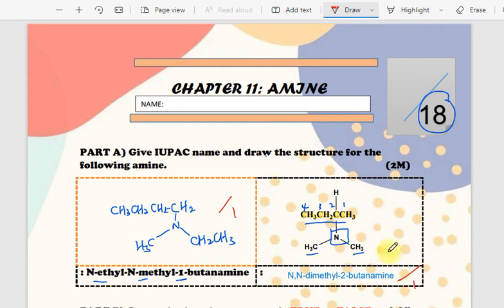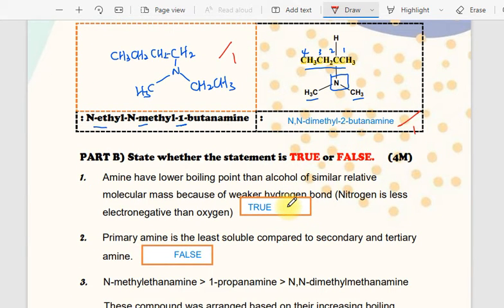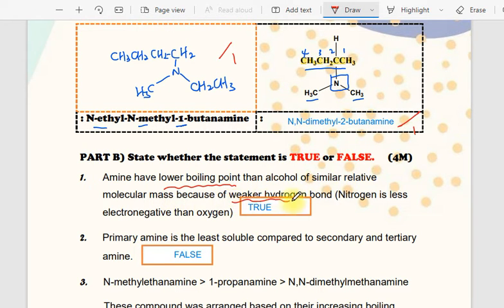Okay, next is part B. State whether the statement is true or false. Let's check one by one. Amine has a lower boiling point than alcohol of similar relative molecular mass because of weaker hydrogen bond, because N is less electronegative than oxygen. The answer is true.